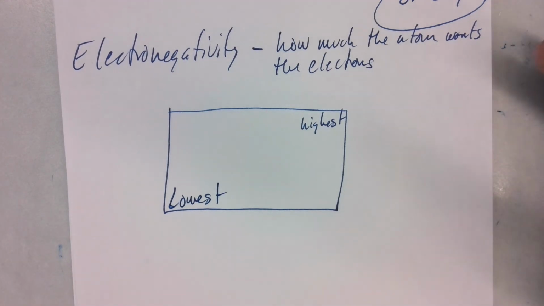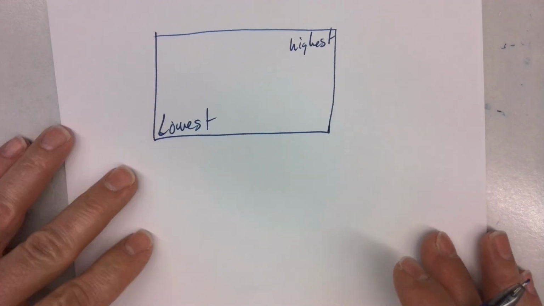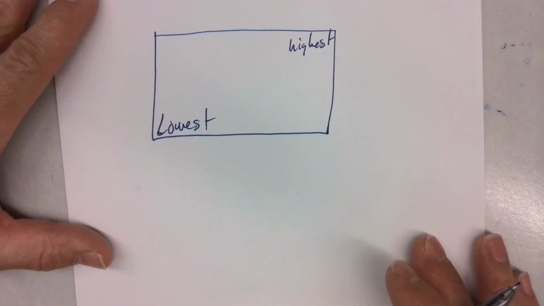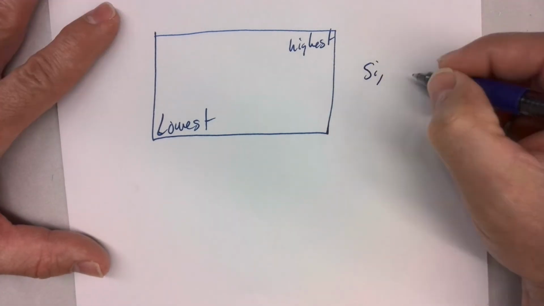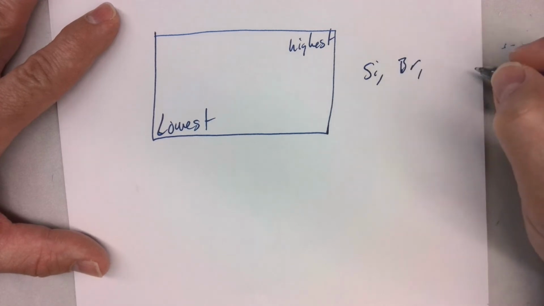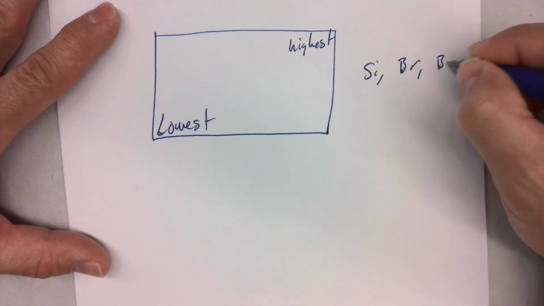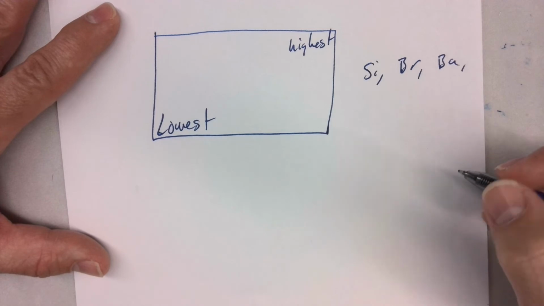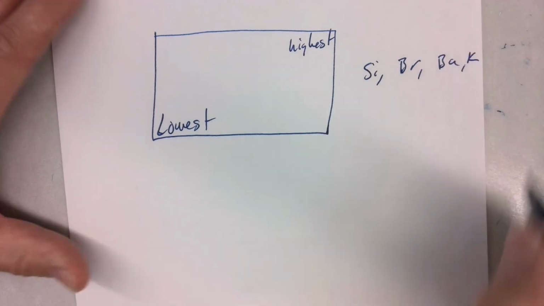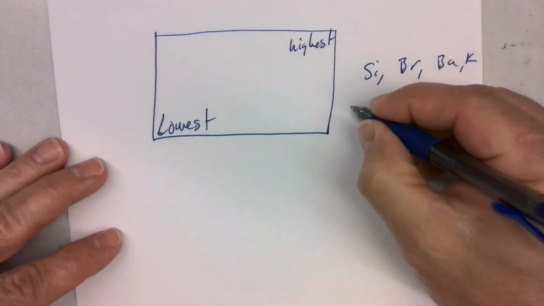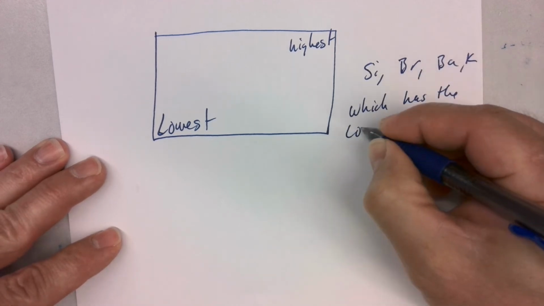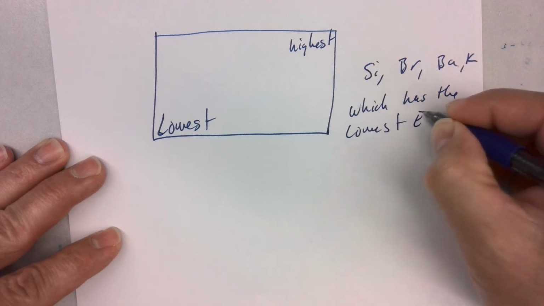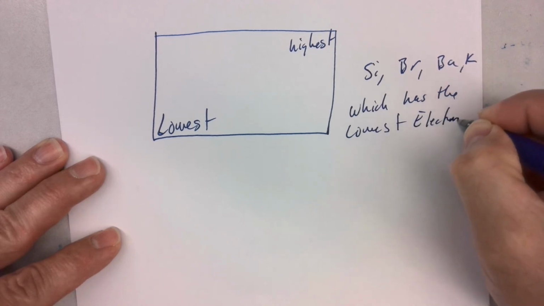So if I gave you a list of elements, like let's say I gave you silicon and bromine and barium and potassium. Let's say I gave you those 4. And I said, which has the lowest electronegativity? What would you tell me?